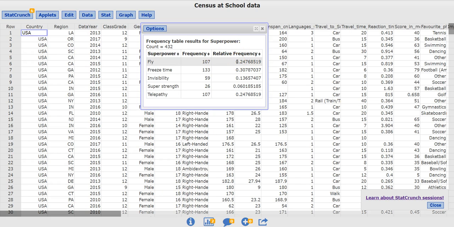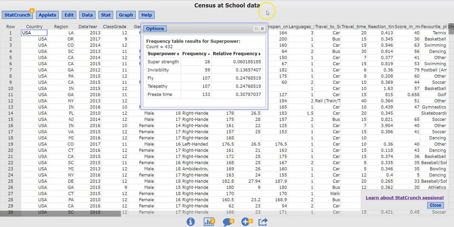and how many of each picked the particular superpower and the percentage. What's nice here is you can click on different columns and it will order them in order of frequency. Before, when we clicked on this, it was in alphabetical order. Now it's in frequency order. I think it's very helpful to see that the majority chose freeze time as their favorite superpower, followed closely by flying and telepathy.